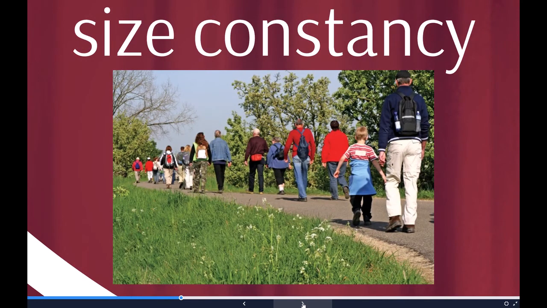Size constancy is very similar. Size constancy says that in the real world, no matter how far a person gets away from me, if a person walks far away, their size remains the same. In this two-dimensional picture, the person on the left in the red coat and the person on the right in the black coat are very different sizes. The person on the right is very small, and the person on the left is very large.